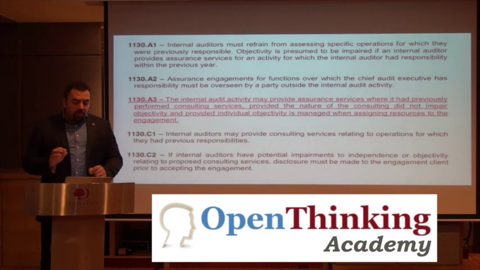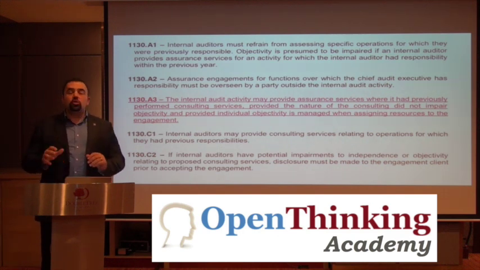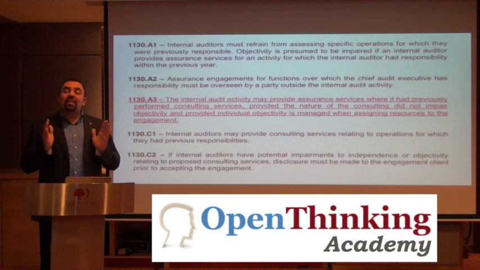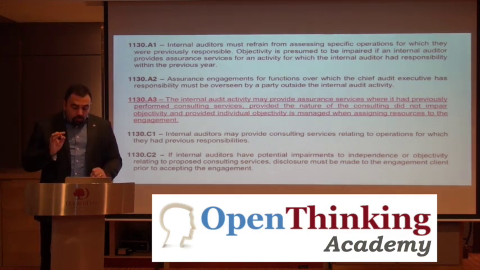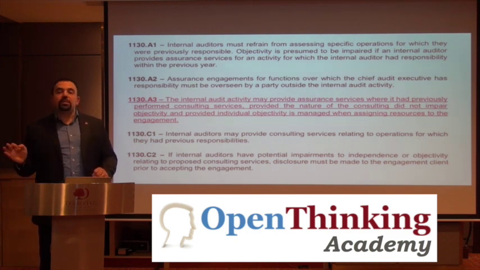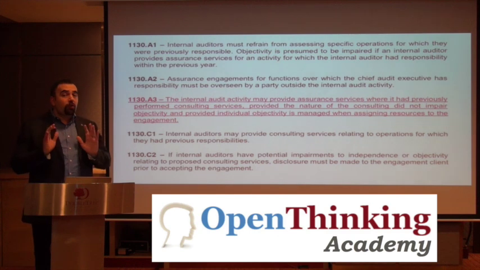They say, standard 1130.A1, internal auditors must refrain from assessing specific operations for which they were previously responsible. So if you are responsible for accounting or risk management, you can't do an audit on them unless at least 1 year has passed. They say objectivity is presumed to be impaired if the internal auditor provides assurance services for an activity in which the internal auditor had responsibility within the previous year. So after 1 year, you can actually audit the work, but before that it's not allowed. This is only for auditing.